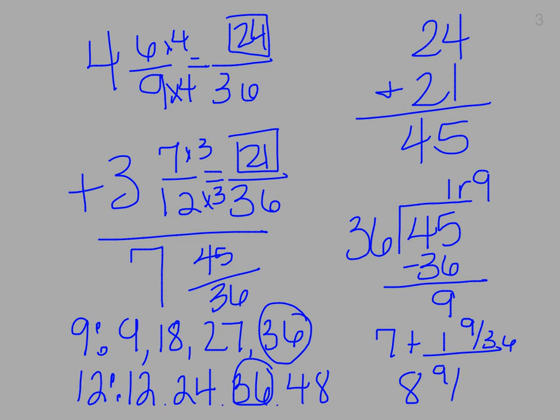8 and 9 over 36. All right, check your fraction part again. 9 over 36, is it proper or improper? It is proper. I'm going to go to the next page, guys. 8 and 9 over 36. It's proper. But is it reduced?